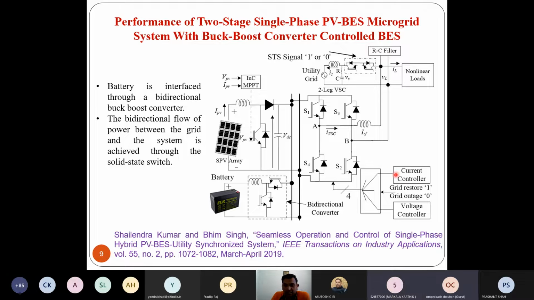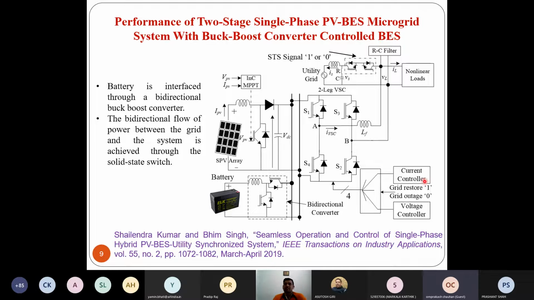One doubt, yes, sir. Sir, can we operate this system without using STS? Can we achieve the automatic power balance without using the STS switch? Yes, autonomous operation we can get, but in that particular system, your grid must be there. I mean, there is a condition.